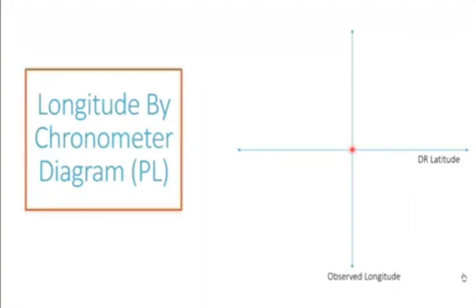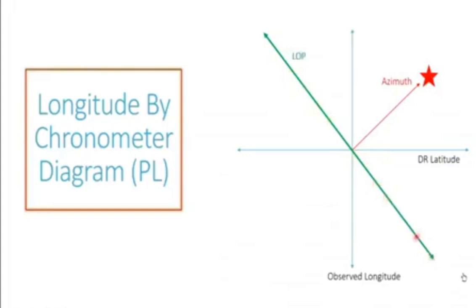Now you draw the azimuth of the body. We have obtained the azimuth also. Let us assume that the body was somewhere here. If you plot the azimuth, it will be represented by this red arrow line. Once the azimuth is plotted, we know the position line is perpendicular to the azimuth. So at right angles to the azimuth of the body, draw the PL. This green line which you see is the position line. It is also called a LOP, line of position, or a PL, position line. This is how we plot the position line on our chart.